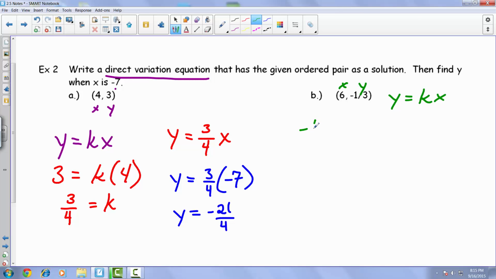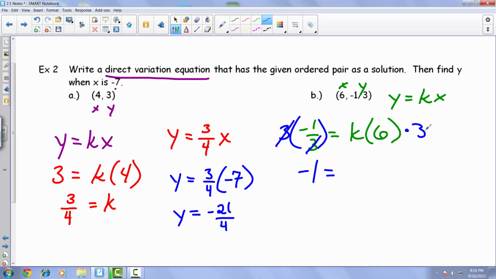We then end up with -1/3 is equal to some k value times 6. Now there's a couple ways that we can continue on from this, but I would probably just go ahead and clear the fractions on both sides by multiplying both sides by 3. So when we do that, we end up with 3's canceling out on the left, leaving us with just the -1 is equal to 3 times 6 is 18 times k.